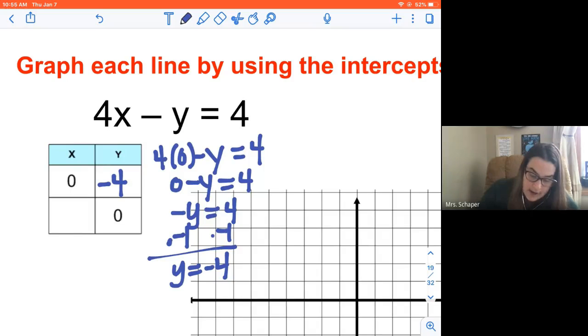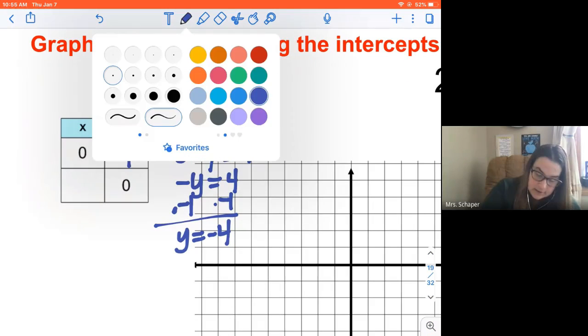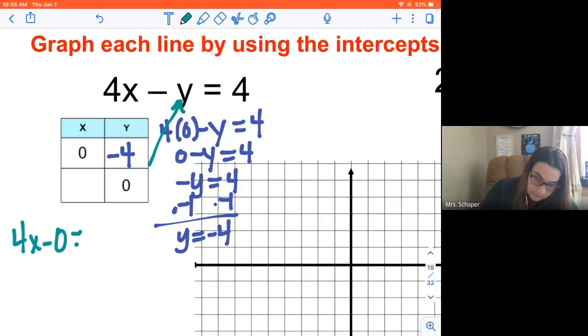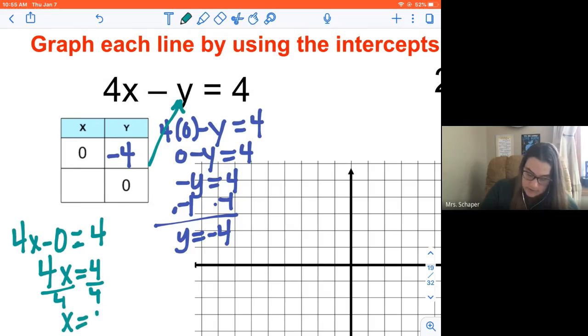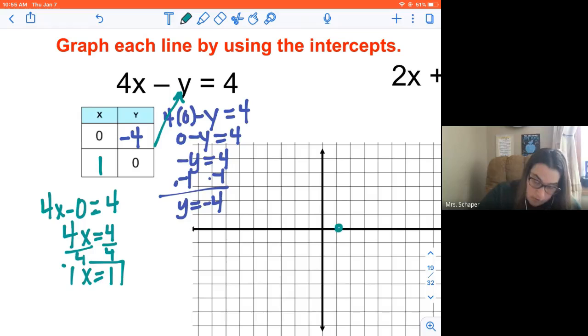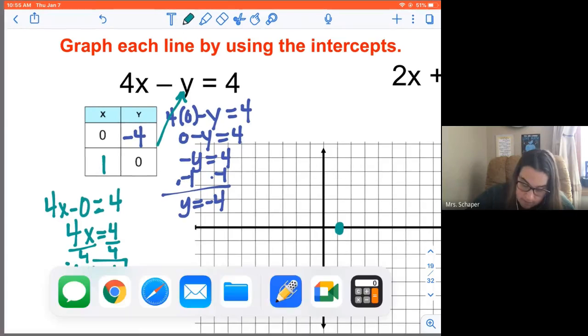All right. Now, what do we do when y is 0? I'm going to substitute y with 0. So it'll be 4 times x minus 0 equals 4. So 4x is 4. x equals 1. All right. So when I look at this, x equals 1 when y is 0. y equals -4 when x is 0. And I have my 2 points plotted. Those are my intercepts. Now I can draw my line through it.